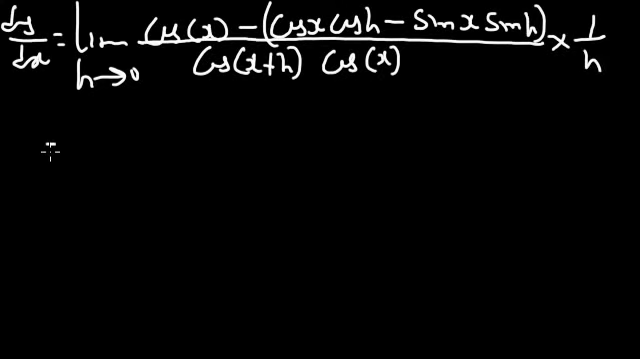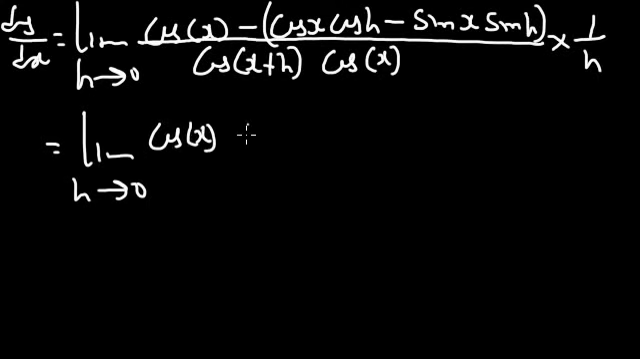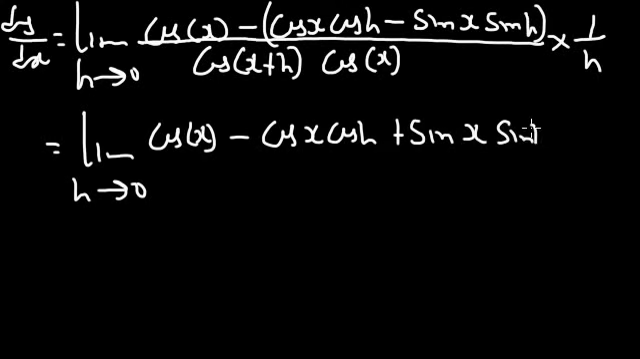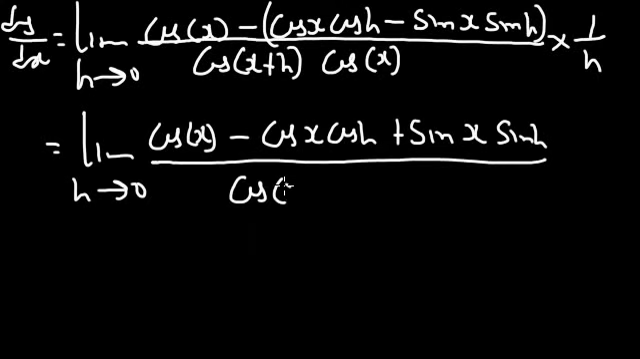Now, continuing, we have the limit as h approaches 0 of cosine x. Now, let's distribute the minus: cos x cos h, then minus times minus gives plus sine x sine h, and entirely divided by cosine of x plus h times cosine x times h. I multiplied the h. Perfect.